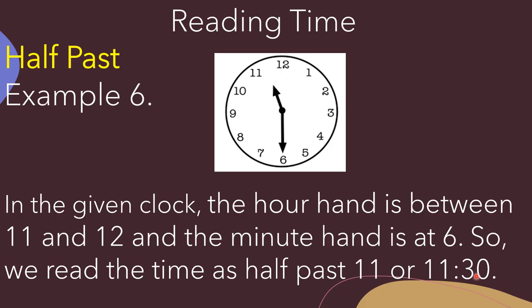So whenever the minute hand is at 6 and the hour hand is between two consecutive numbers, you have to write the time as half past. Understood, beta?